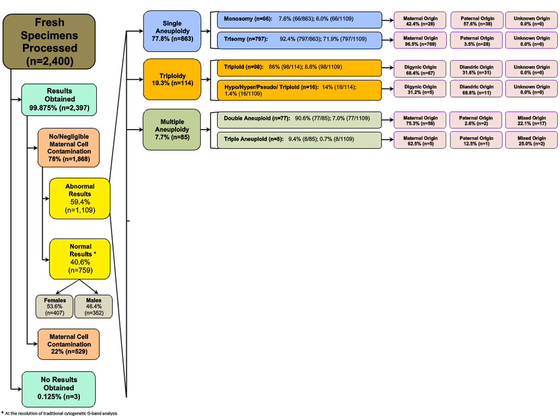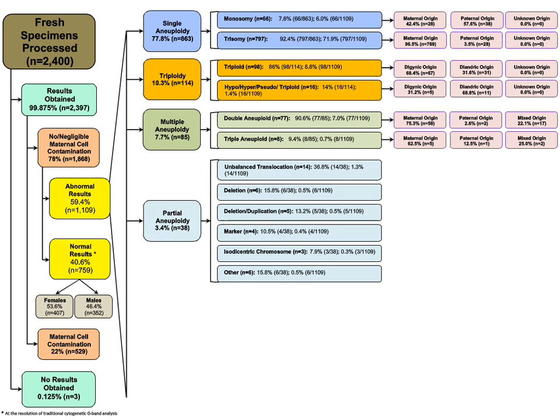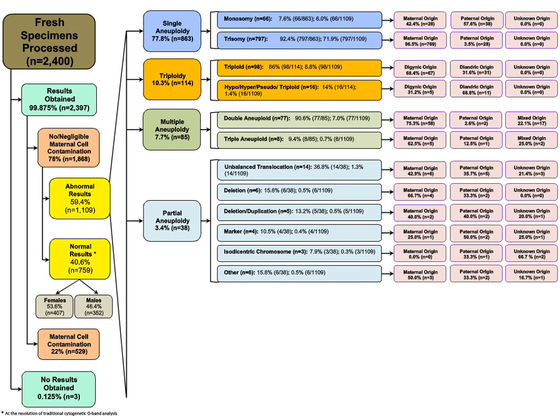Partial aneuploidies, these primarily took the form of unbalanced translocations, deletions, marker chromosomes, isodicentric chromosomes. And if we look at the parental origins, we know there is not an age relationship with partial aneuploidies, and therefore we would not expect to see a greater preponderance of maternal versus paternal, and indeed that is exactly what we saw. There was no striking age effect with the partial aneuploidy.